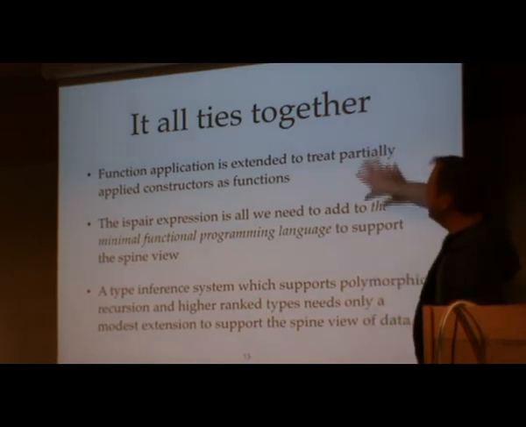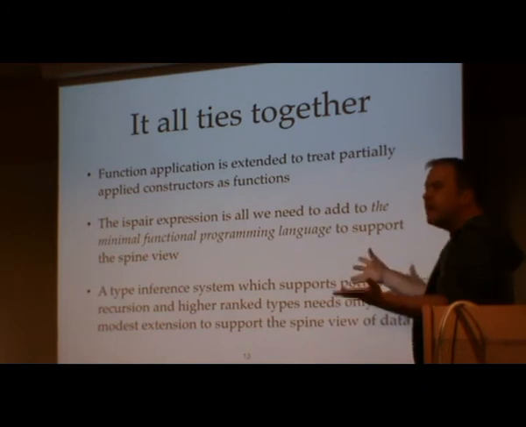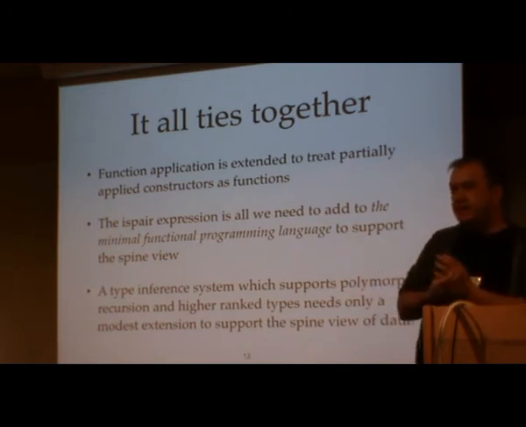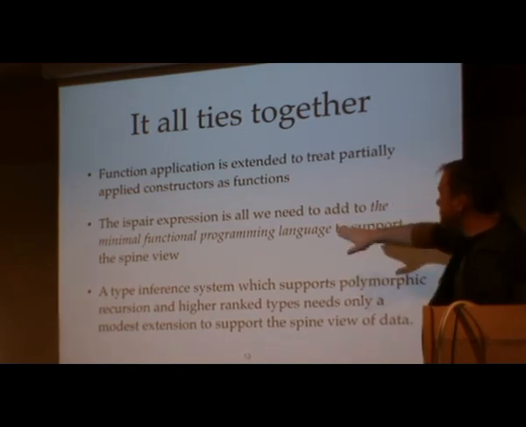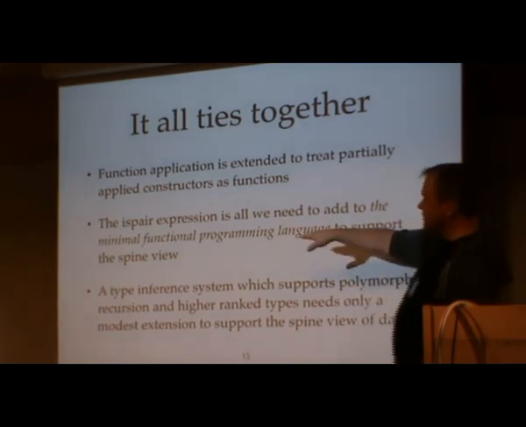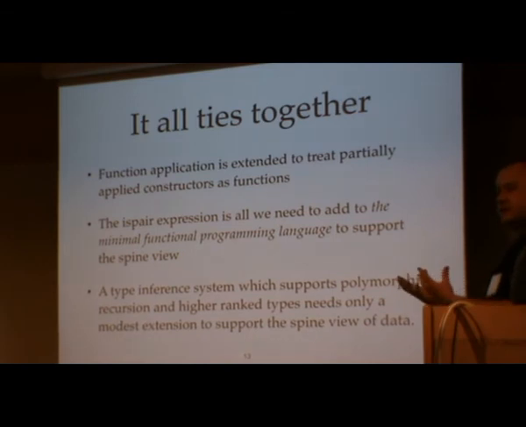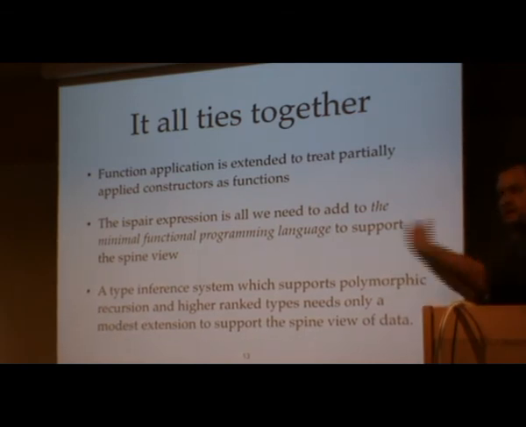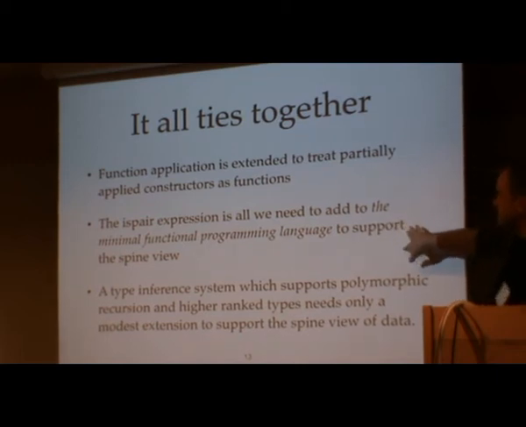Function application is extended to treat partially applied constructors as functions. I mean, they are already in most programming languages anyway. The is-pair expression is all we need to add to the minimal functional programming language, which is in italics because no such thing exists. But if you think about whatever you're working with, pair it right back, then the extension you need for the spline view is just the is-pair expression.